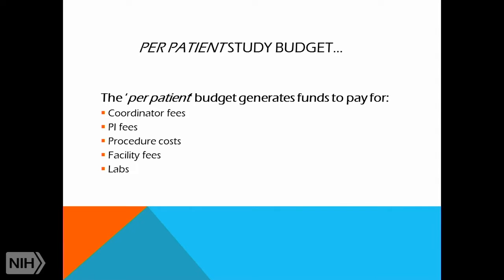Then there's the per patient budget. And the per patient budget is supposed to generate funds to pay for the coordinator fees, all the time it takes for the coordinator to be with that patient, to set up for that visit, to clean up after that visit, and to do the paperwork at the end of the day when the patient leaves. There's PI fees. The PI or a physician will have charges for physical exams or maybe other assessments that are specific to whatever disease or disorder you're studying.